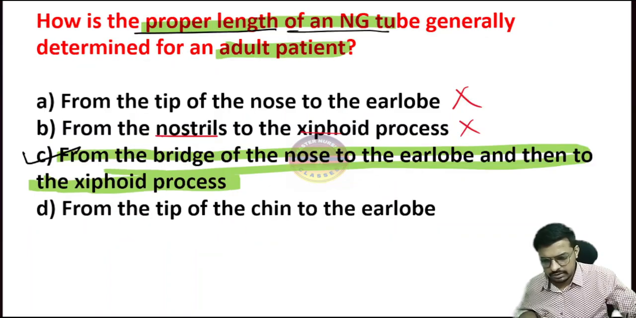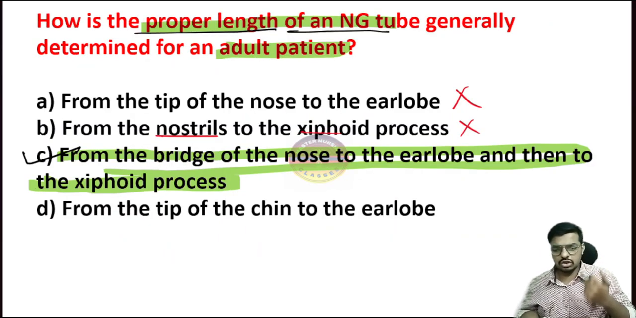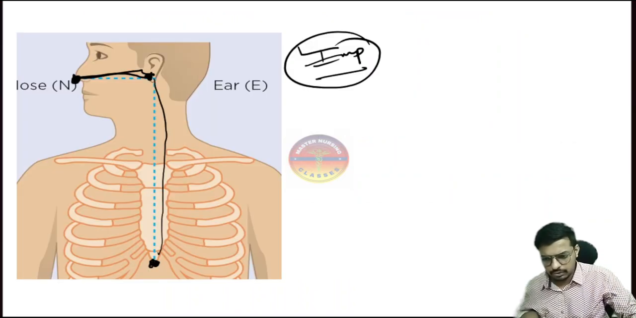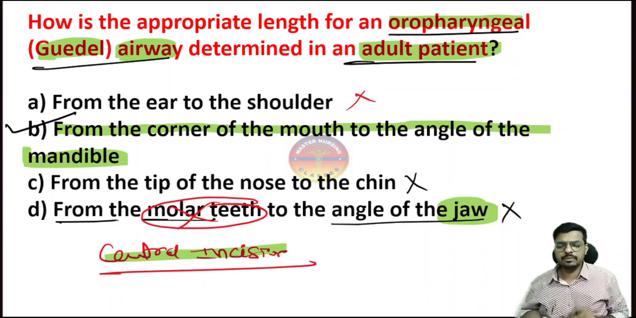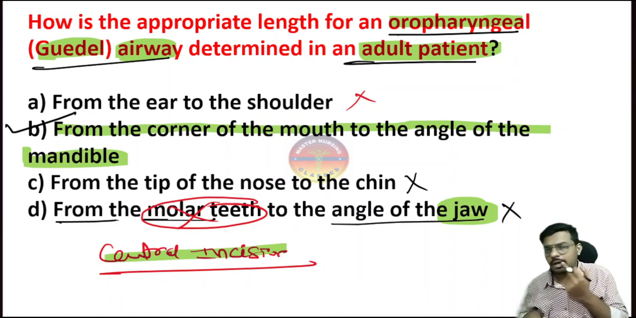Very, very important. Then how do we measure the length of the NG tube? From the bridge of the nose to the earlobe to the xiphoid process. Very, very important. Next question: how do we measure the length of the oropharyngeal airway? Very important question. From the corner of the mouth to the angle of the mandible, or from the incisor to the angle of the jaw.